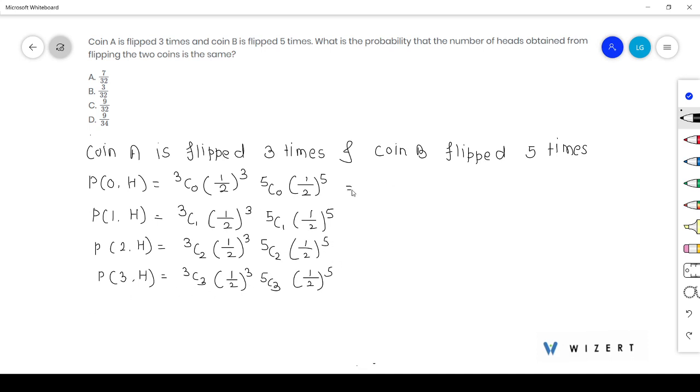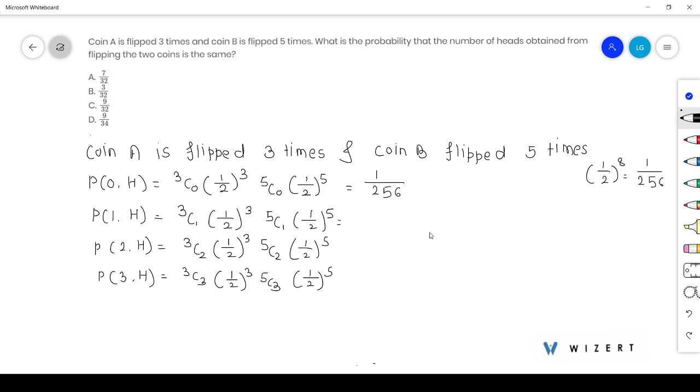Now calculate this. Firstly, calculate this common factor because 1/2 to the power 8 is common. So calculate first this. 1/2 to the power 8 means 1 by 256. So that 1 by 256 is common. Now 3C0 and 5C0 is 1. So 1 into 1 by 256 is 1 upon 256.